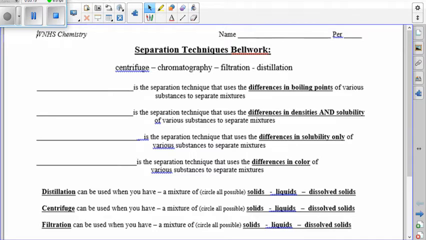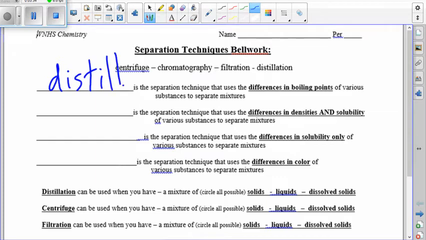Okay, what separation technique would you use if you want to separate things based on their boiling points? Distillation. You got it. Yep. Got to distill it. Little abbreviation. Thank you, Ms. Jones. All right, let's see here.